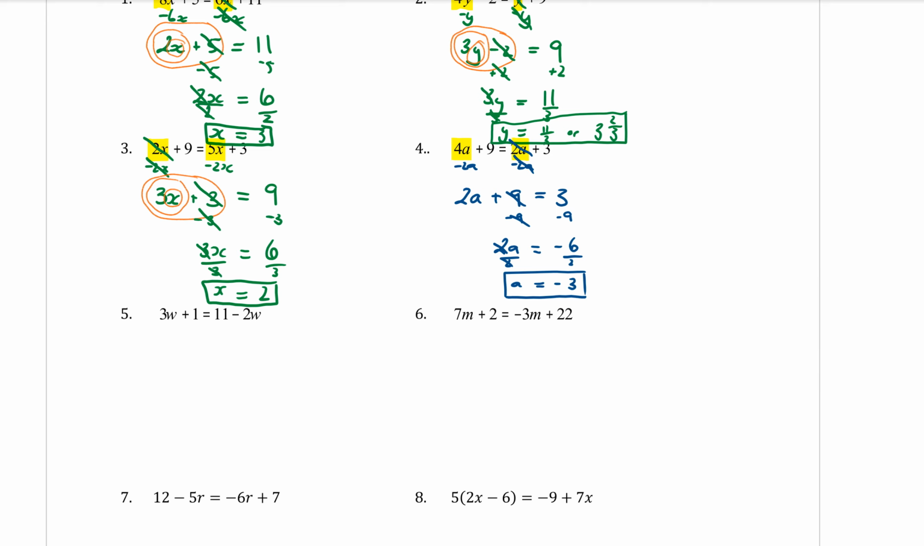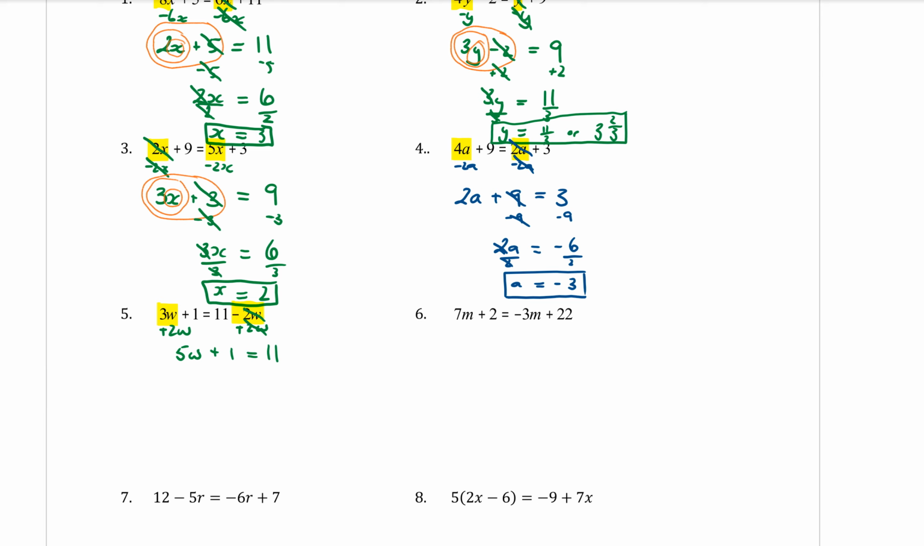Now, I'm going to do question 5, because there's a little bit of difference with this one. Have a look at these letters. We've got a 3w and a minus 2w. Which one is smaller? It's minus 2 that is smaller, but what should I do to move it? Because it's negative, that's right. So this time I'm going to go plus 2w to cancel that off. 3w plus 2w is 5w. The other numbers stay the same. So I have plus 1 equals 11.